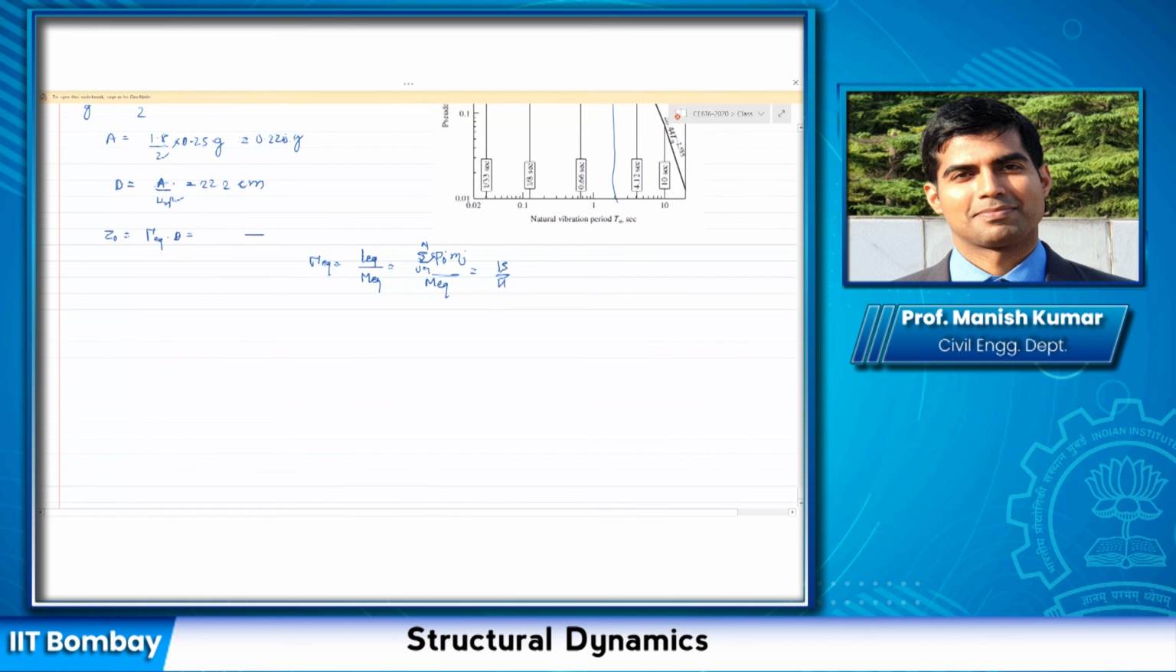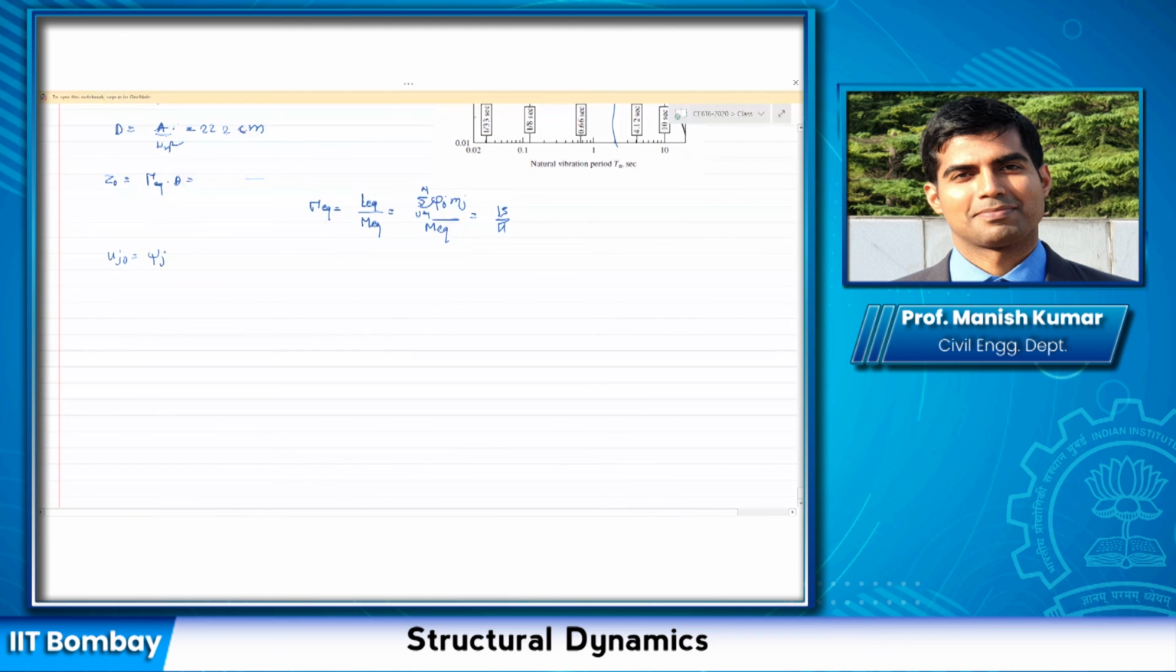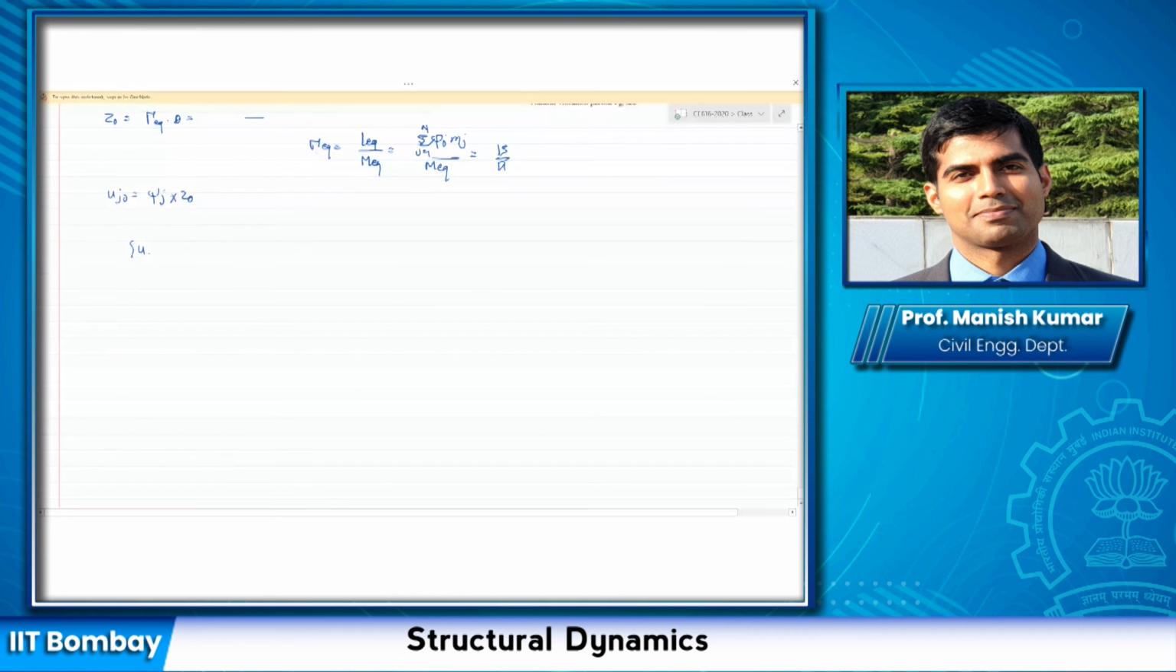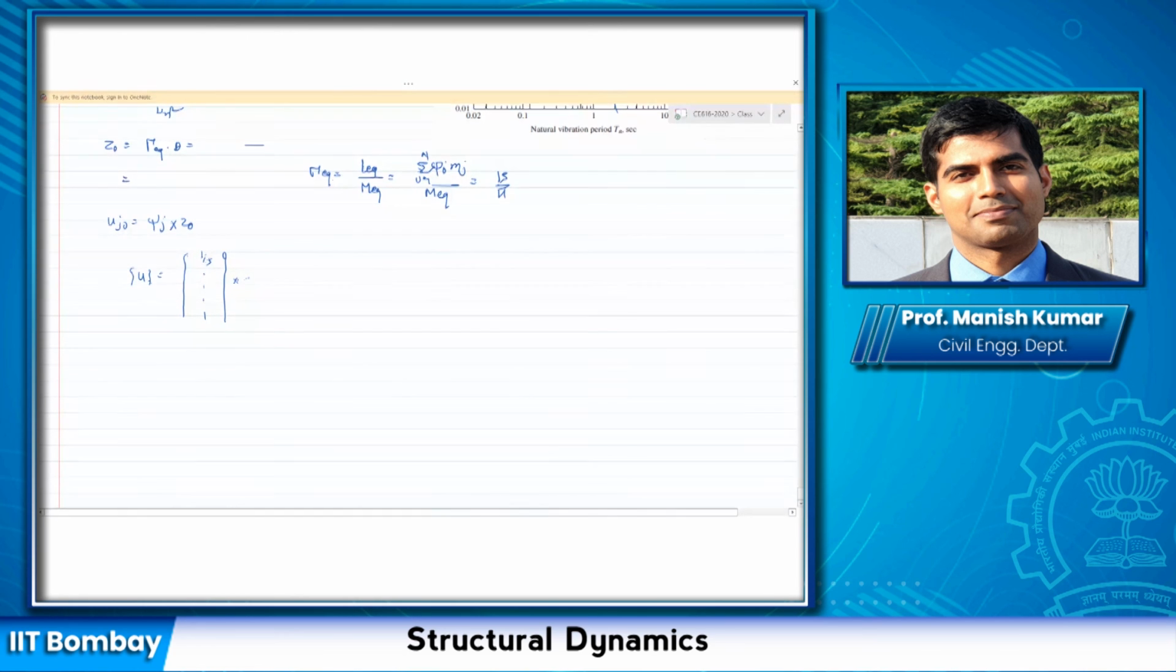So at any level, the total deformation is just the coordinate phi j times z0. Or you could also write this in terms of a vector if you like. What I'm saying is you could write this in terms of vector u, which would be the vector 1 by 5 and so on, times z0, which you can get from here as 30 centimeters. So this would give you the value of the vector u at different levels. You can get the displacement.